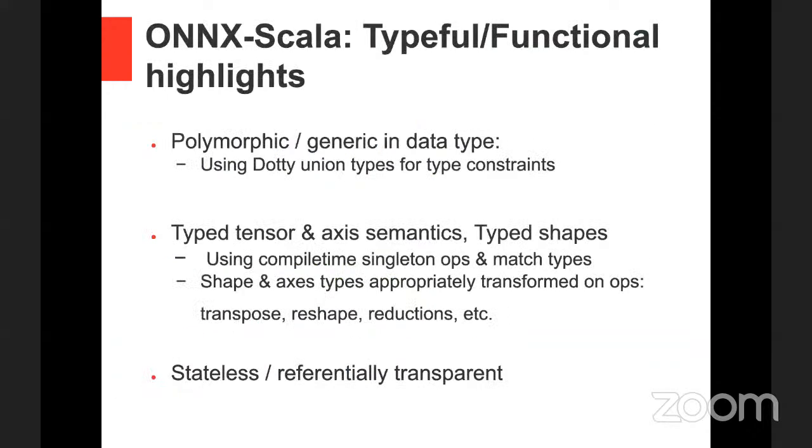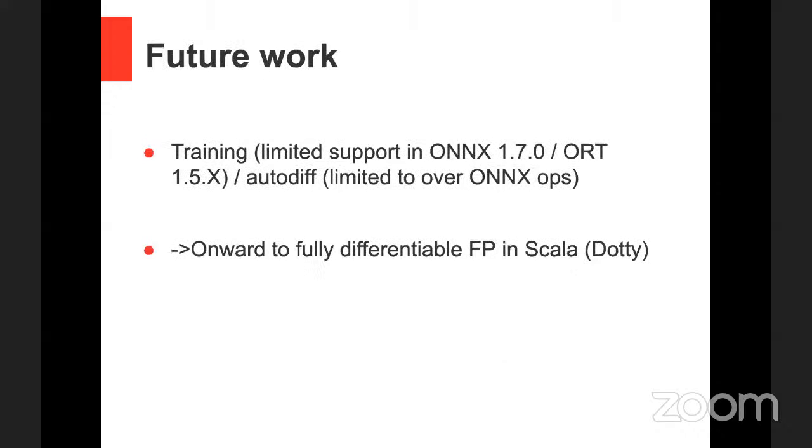Just about done here. So the typeful and functional highlights. Like I mentioned, it's polymorphic in the data type. We're using Dotty union types there for type constraints. It has typed tensor and axis semantics and shapes, and we have supporting Dotty features for those like compile time singleton ops and match types. And the shape and axes types are appropriately transformed on the operations, like I mentioned earlier. So if we transpose a matrix or a tensor, or reshape it or do reductions on it, which change the number of axes, then that's handled correctly. And this is all stateless and referentially transparent. And that's it. That's all there is to it.